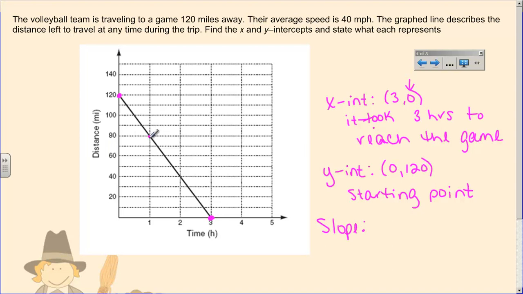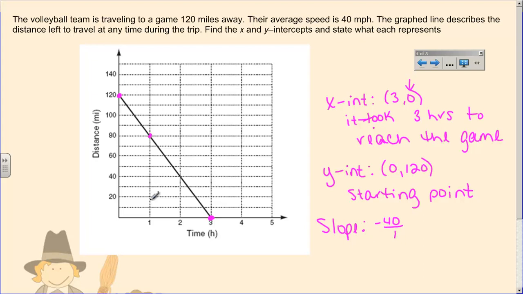Here is a pretty point, and here is a pretty point. So let's find the slope of our line, and each one of these is a value of 10. So this goes down 10, 20, 30, 40, and over 1. So it goes down 40 and over 1.